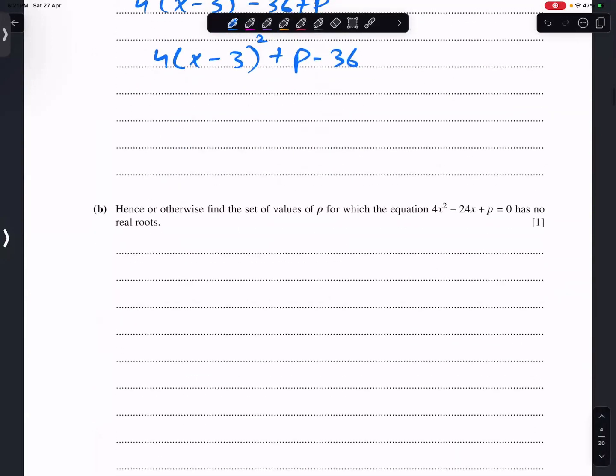Hence, or otherwise, find the set of values of p for which this equation has no real roots.